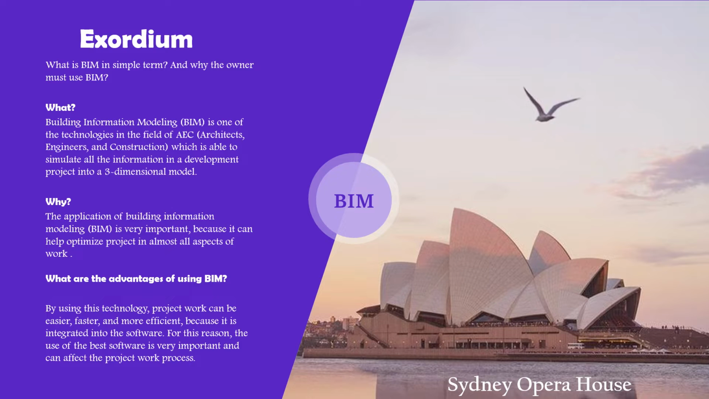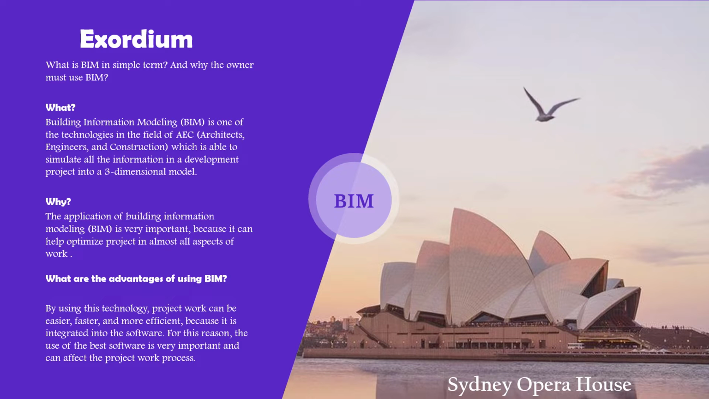And then, what is BIM and why must the owner use BIM? Building Information Modeling (BIM) is one of the technologies in the field of AEC, architects, engineers, and construction, which is able to simulate all the information in a development project into a three-dimensional model. And then why? The application of building information modeling is very important because it can help optimize projects in almost all aspects of work. And then what are the advantages of using BIM?